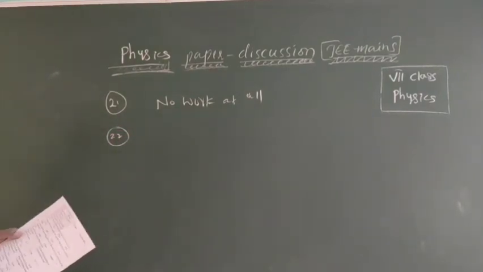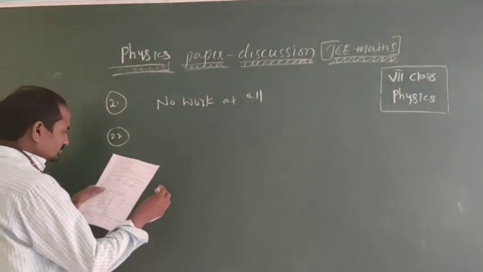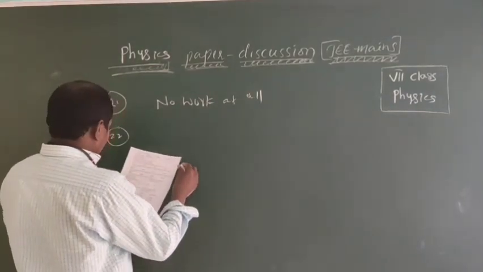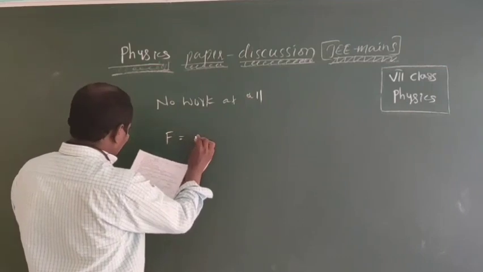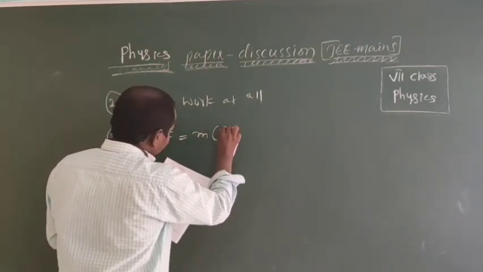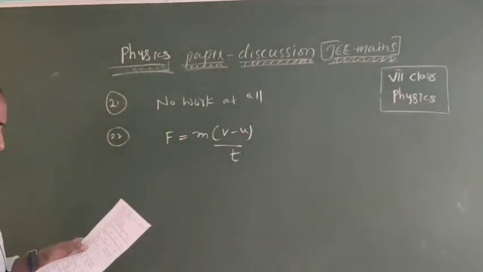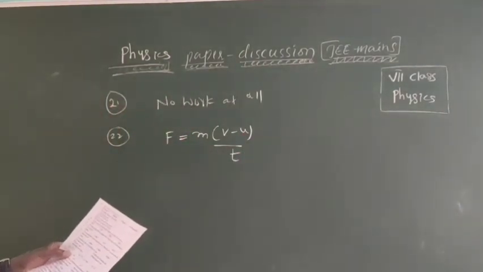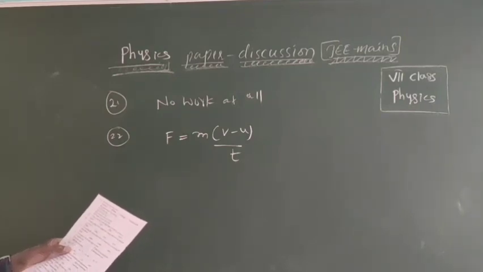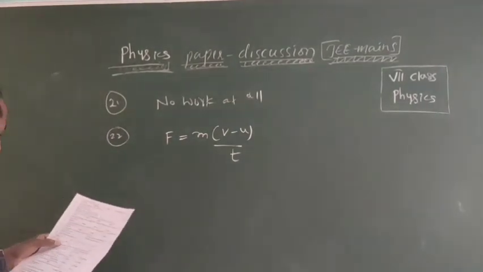Which of the following is the correct option? Force f equal to m into v minus u by t. It is the correct option. a equal to v plus u is given, that is wrong. v equal to pm, that is also wrong. v equal to a minus u by t is also wrong.